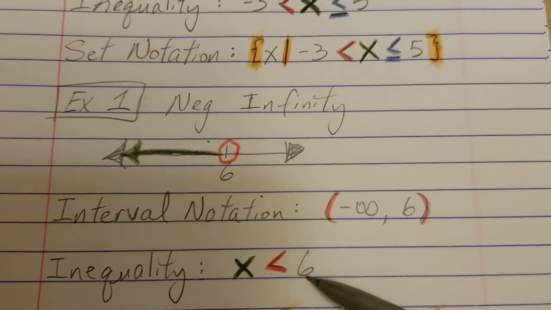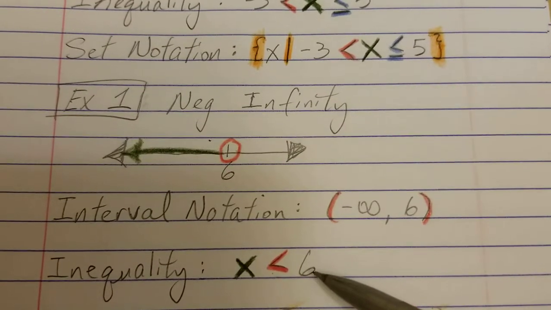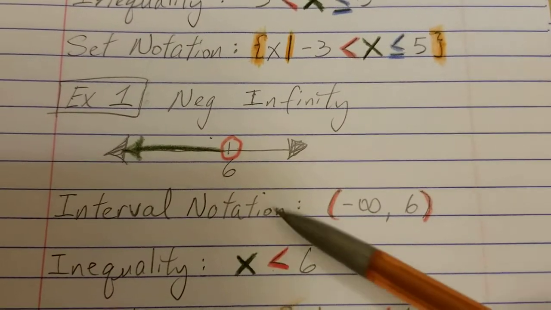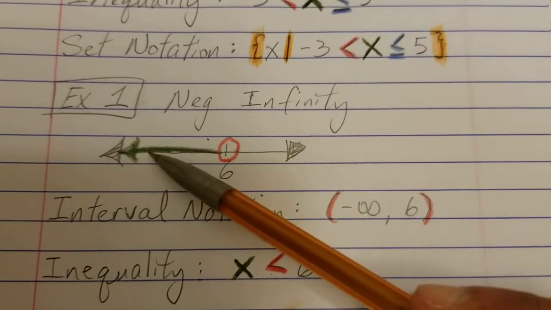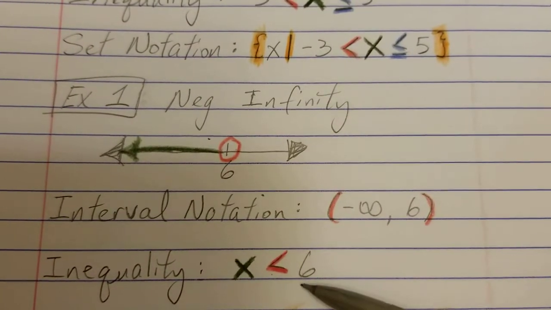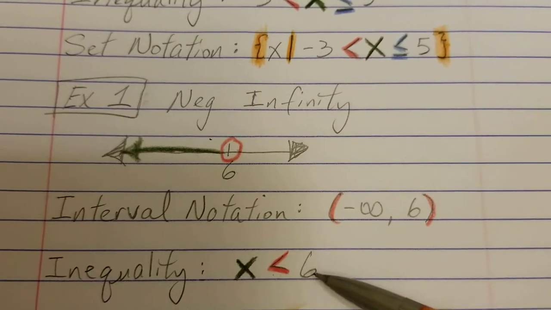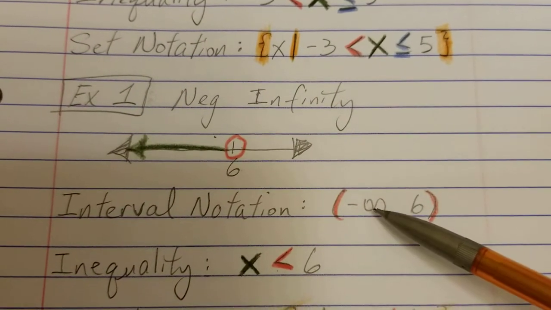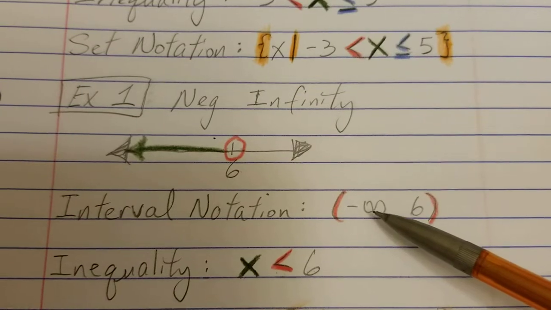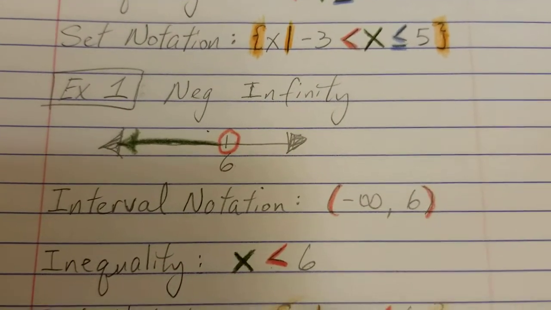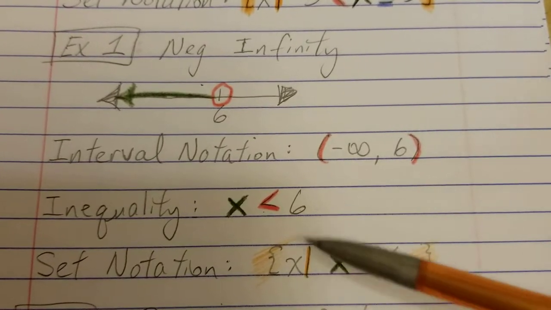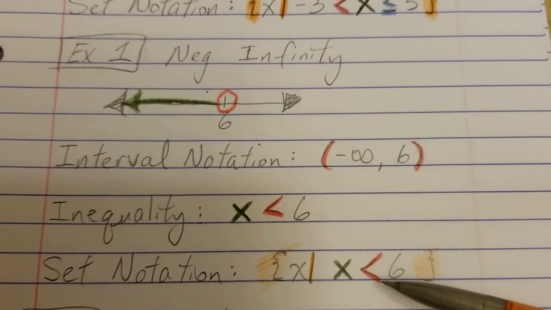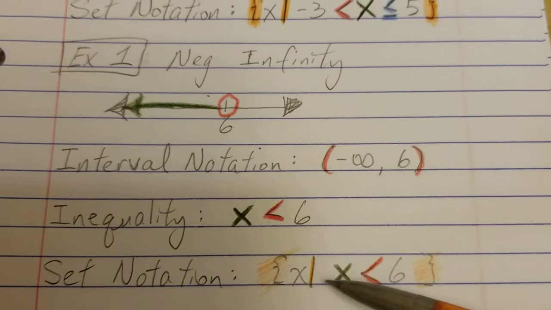However, in the inequality, you only have one number. Why is this the case? Because there's only one number to begin and it's going to the left forever. That's what this represents. The number that goes to the left of 6 forever, meaning that it's going to go towards negative infinity. Set notation will be exactly the same. Copy the inequality into your set.